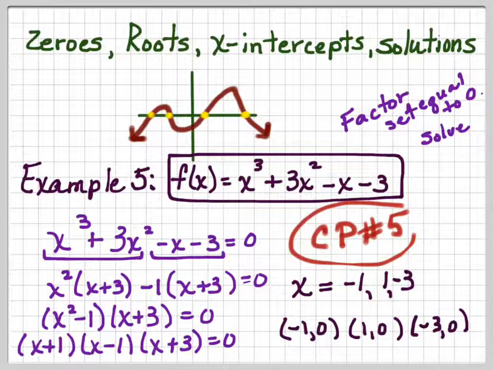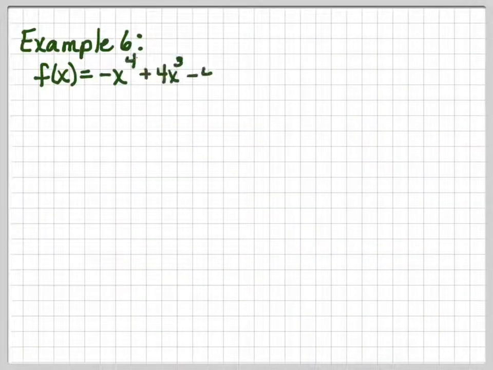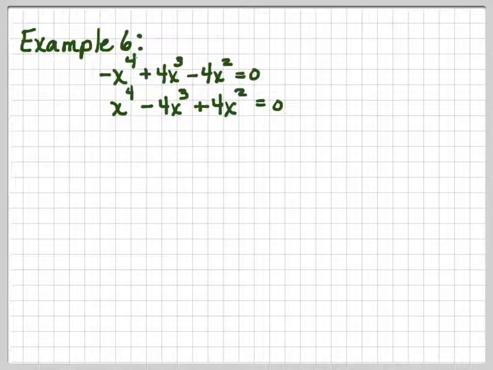Okay, go take a look at checkpoint number 5 and come back. All right, here we are back. Example 6. We have f of x equals negative x to the 4th plus 4x cubed minus 4x squared. And I want to set that equal to 0, so I'm just going to get rid of that f of x. Now, I don't like having my leading coefficient negative, that's just me, so I am going to multiply through by negative 1.